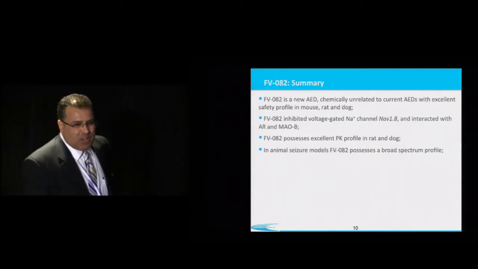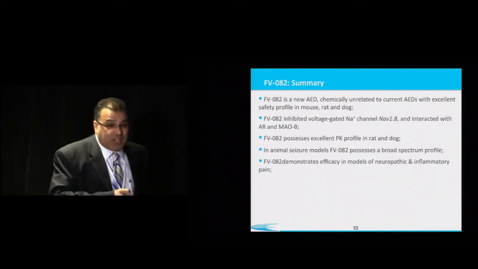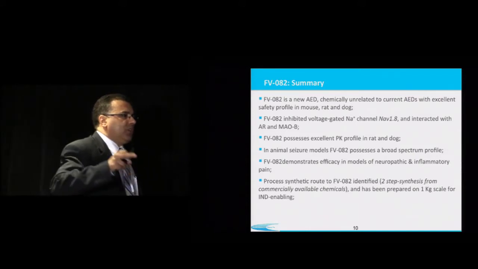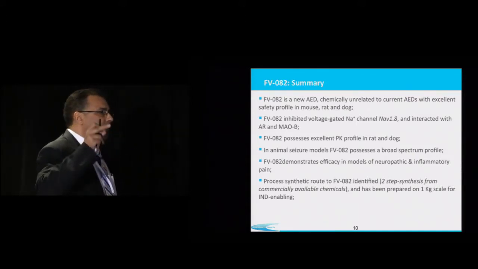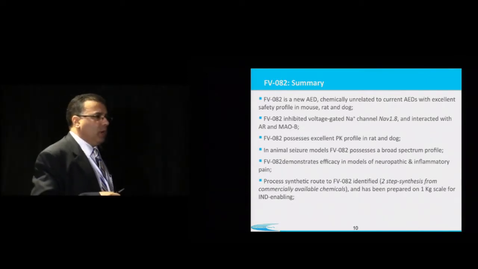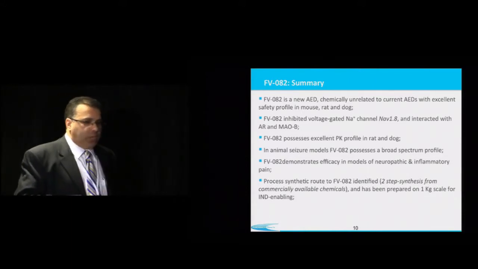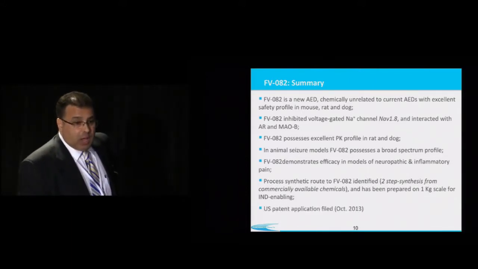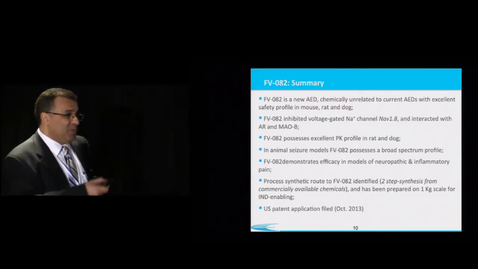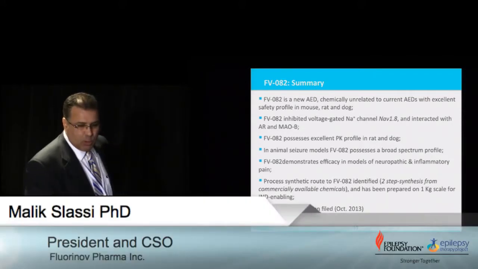In animal seizure models, FV082 possesses a broad spectrum profile and demonstrated efficacy, as I said, in models of neuropathic pain. Most importantly, for this molecule we developed a manufacturing process chemistry, and already we scaled up this drug, and we made over 1 kilogram, and as we speak it is going through NDA enabling. And of course, the IP, which is one of the most vital for industry, already we have a US patent application filed last year.